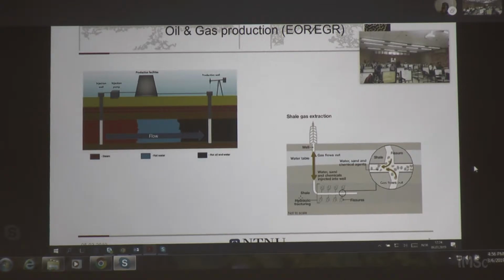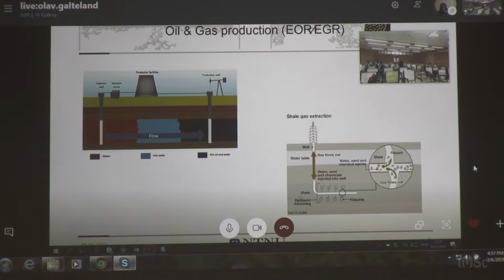So here is one example, oil and gas production in the field. On the left side you can see that there is an injection well and a production well at the right. So to extract petroleum, oil or gas, you have to inject some fluid in the injection well, and then through that building the pressure and pushing the petroleum or the oil inside the rocks, you can actually produce that through the other production well.